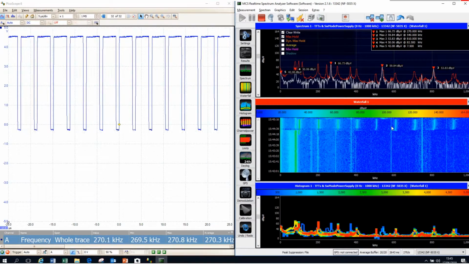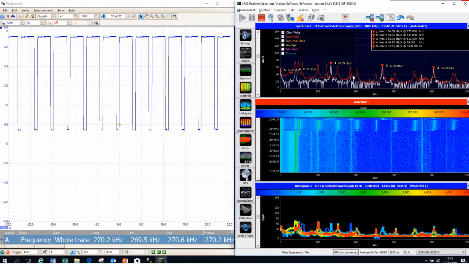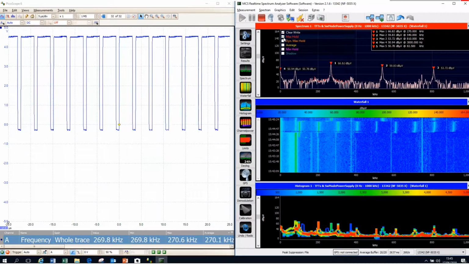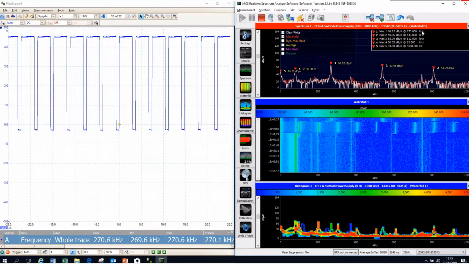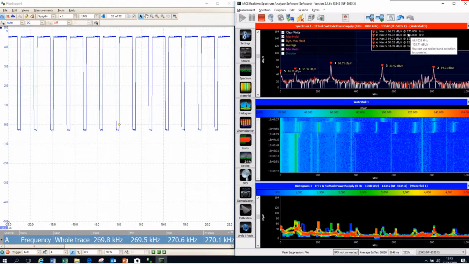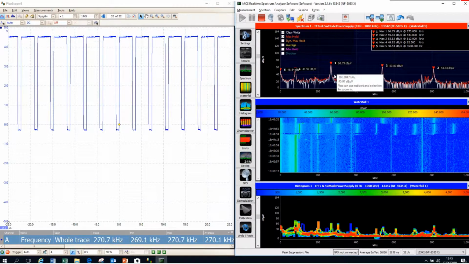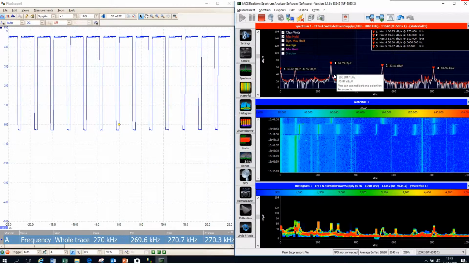Currently 270 kilohertz, and you can see the peaks are also appearing equally. Clear the max hold, start again, and the top 5 peaks are exactly multiples of my switching frequency, 270K, and so on. How do you now improve it?